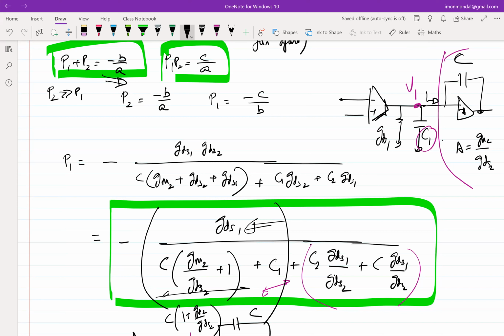So your first pole is now at, instead of GDS1 by C1, where you had to put a large capacitance on C1 to ensure that the pole goes to a much lower frequency, you can put a relatively smaller capacitance and use the Miller effect to ensure that the small capacitance CC behaves like a large capacitance of A times CC, where A is the second stage gain. This is a very neat trick, but an even more fascinating thing happens with P2.